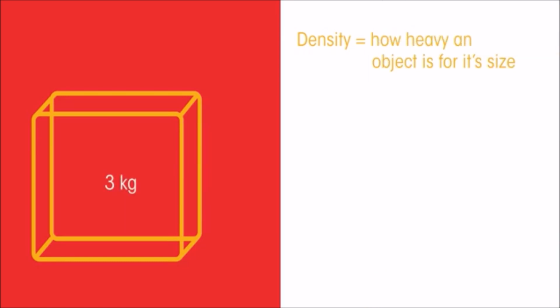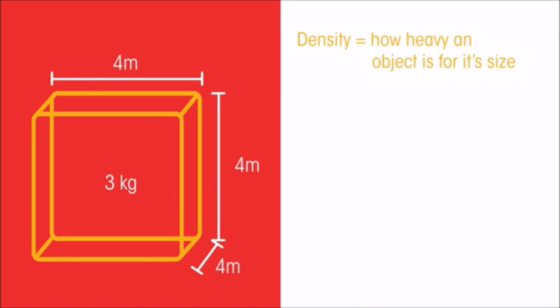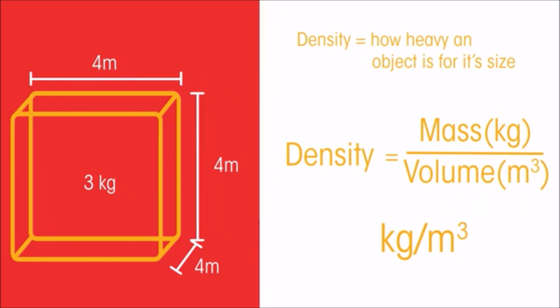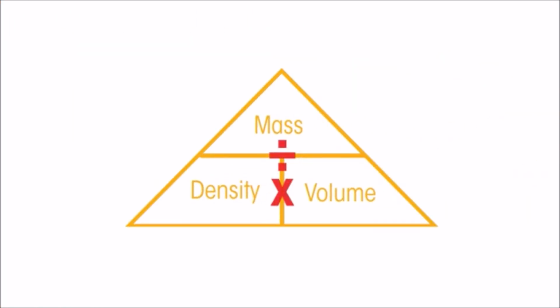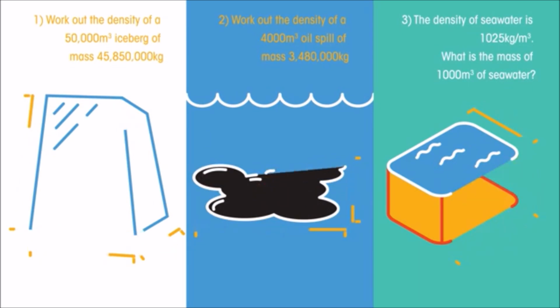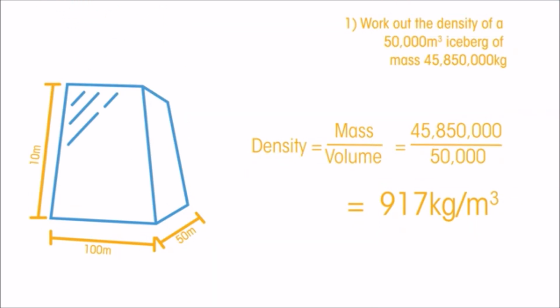Density is how heavy an object is for its size. To calculate the density of an object, divide its mass in kilograms by its volume in cubic meters. These are the units used for density. Using this formula, give these density questions a go. Notice that question 3 is a little different. How did you get on?